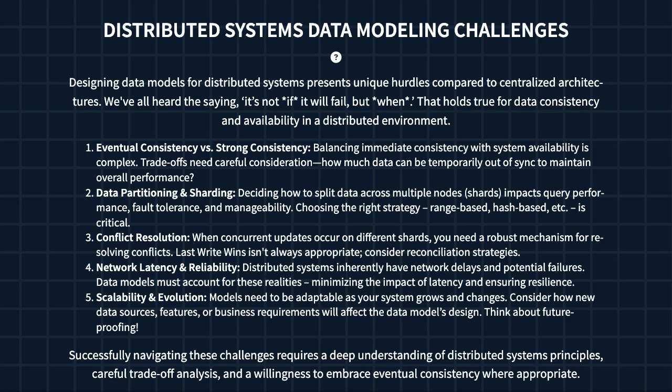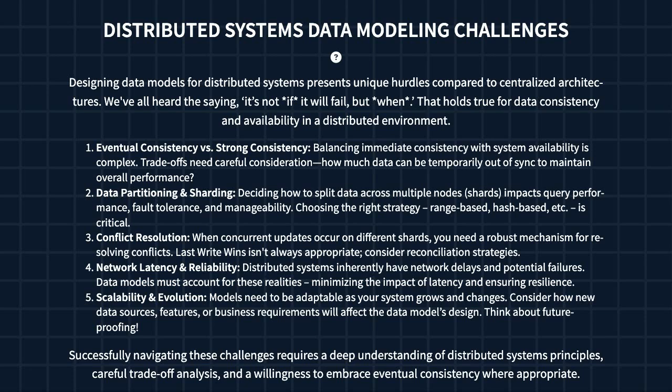And don't forget about conflicts. When multiple people or systems update the same information on separate servers, you need a plan for resolving those disagreements. Network problems and failures also throw curveballs. Your data model has to be designed to handle delays and potential outages gracefully. Finally, as your system grows and changes over time, your data model needs to be flexible enough to adapt without major rework.